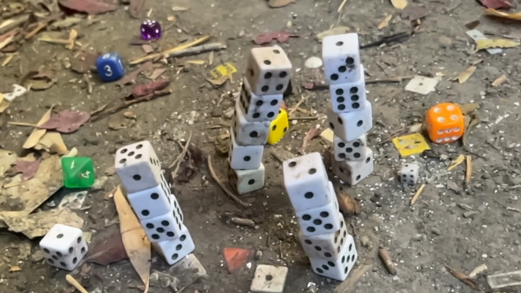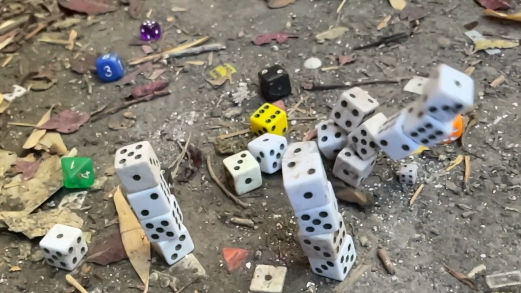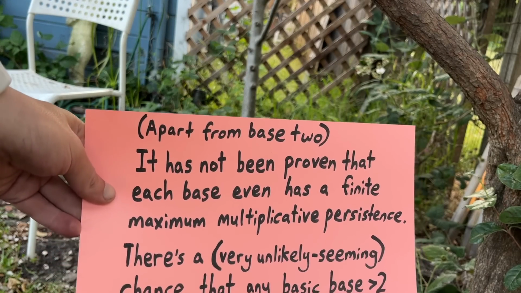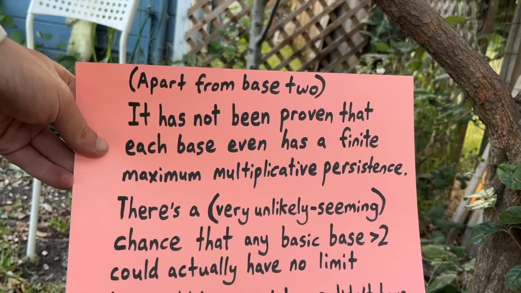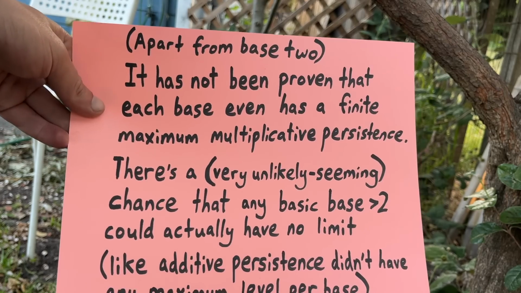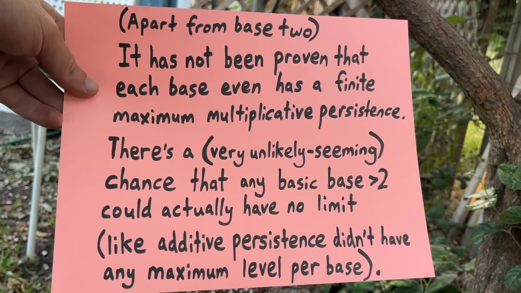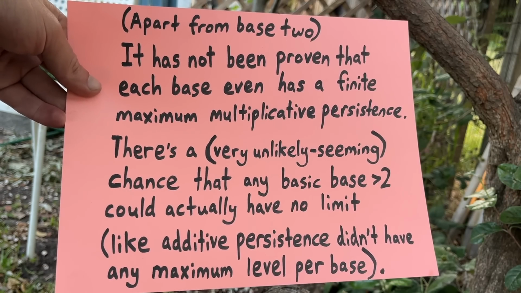It's hard to make guesses about where this is going when it has a limited number of terms. We don't even know if those terms are correct. And in fact, we don't know whether they're correct to such a degree that we don't even know if every base actually has a finite maximum. It's extremely likely, but hasn't been proven.